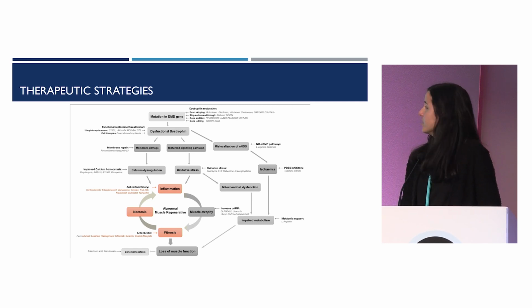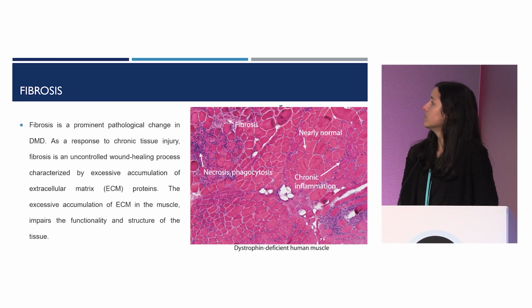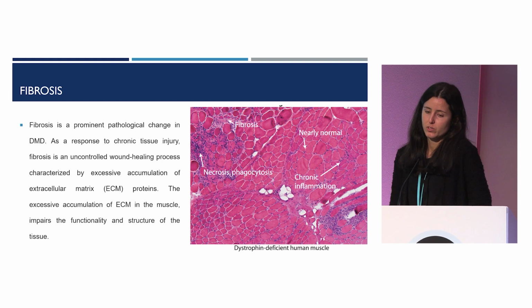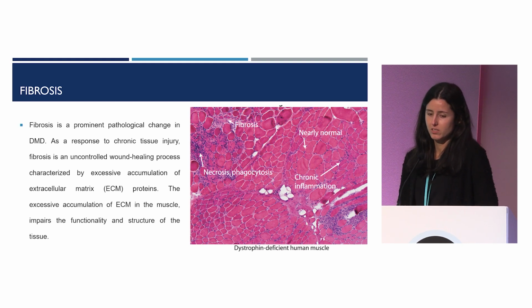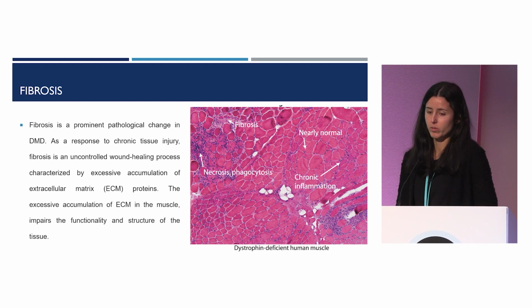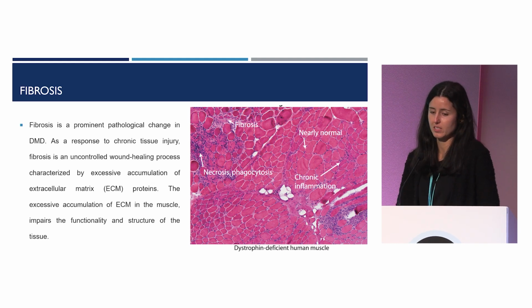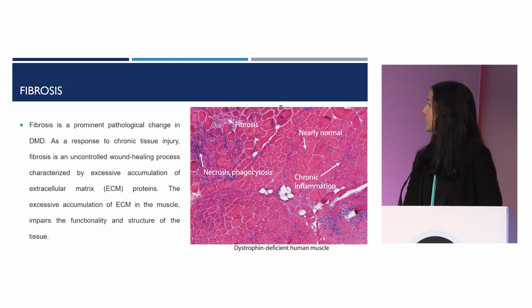Okay, so now moving into the fibrotic therapeutic strategies. Fibrosis, as I was saying before, is kind of a consequence of the active inflammatory state in the muscle. Fibrosis is described as a pathological change in DMD. It's a direct response to chronic tissue injury, and it's an uncontrolled wound healing process characterized by the excessive accumulation of extracellular matrix proteins.